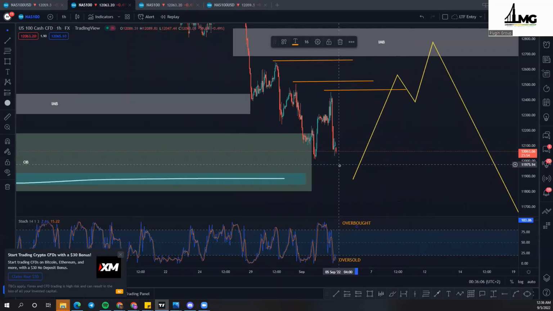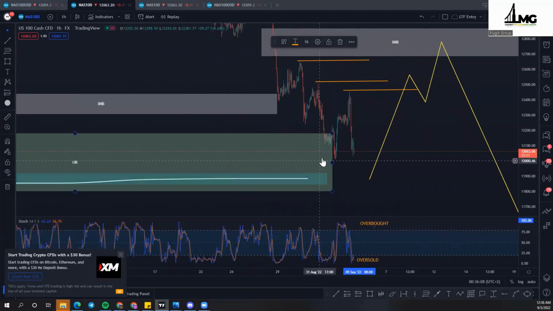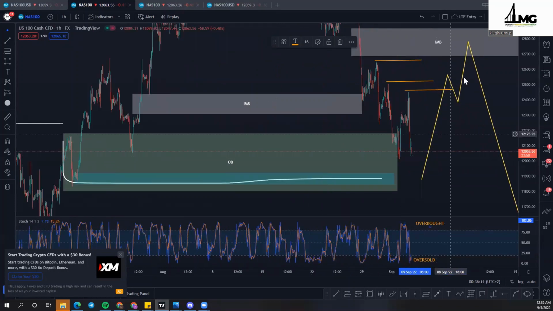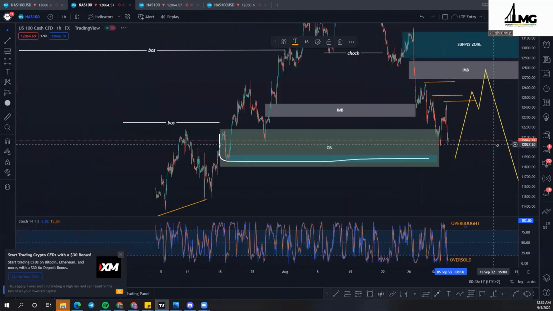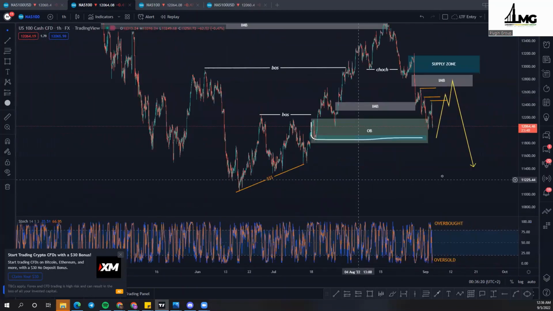I'm expecting price to respect this setup here, to respect this order block, daily order block, push to reversal, targeting this liquidity up here, grabbing the liquidity, filling up the imbalance, and then have a push to the downside for the rest of the week, right?